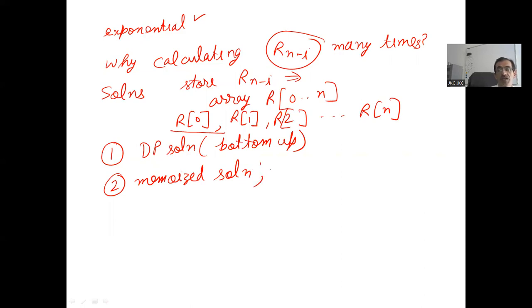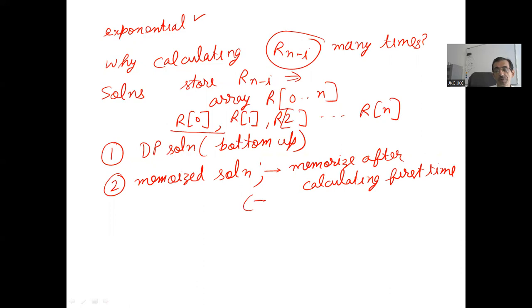Memoized solution effectively means memorize after calculating the first time. It means the first time you will calculate, but after that you will store it and memorize. But it is a top-down solution. It is not called a DP solution. DP has to be non-recursive. So effectively, it will still remain recursive, but we will improve something.